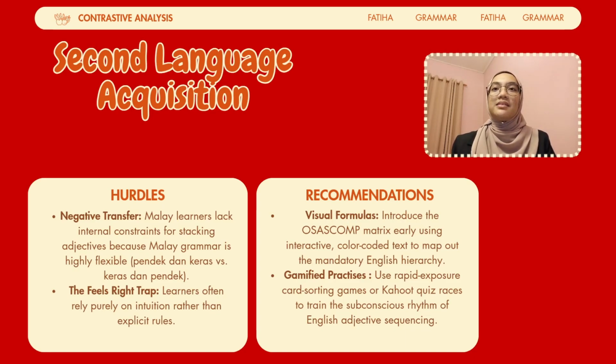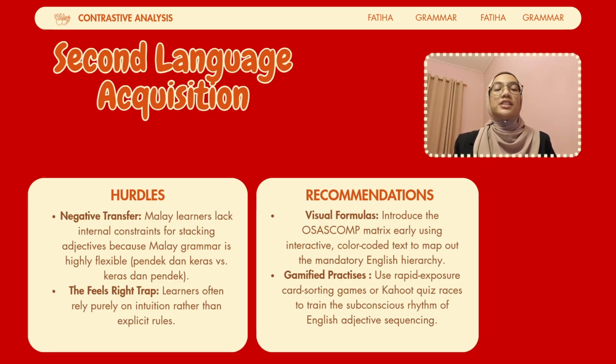Because in Malay, we are totally flexible with our adjectives, it allows us to say pendek dan keras or keras dan pendek without any structural penalty. So Malay learners don't have that internal compass for English adjective ordering. That's why we suffer from negative transfer, because we subconsciously carry that native flexibility over into English adjective ordering. This is why many students write phrases that are grammatically understandable but can sound structurally awkward to a native speaker. So how can we as future teachers assist these second language learners?